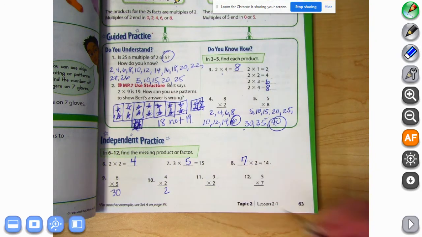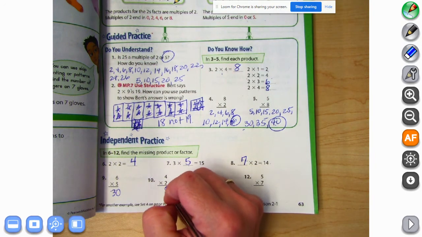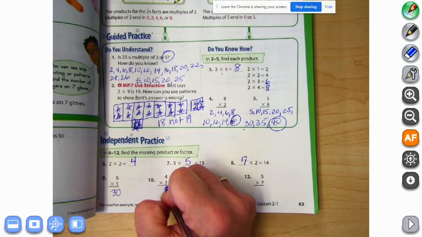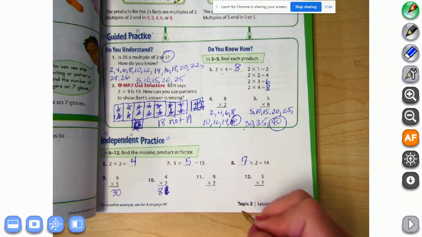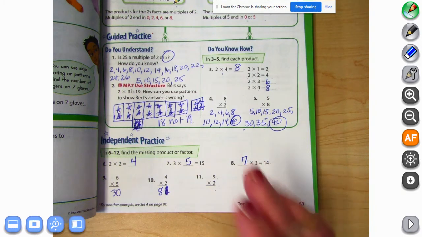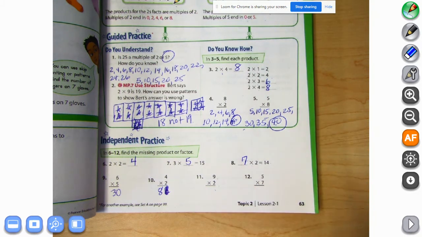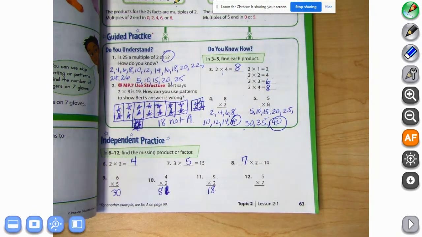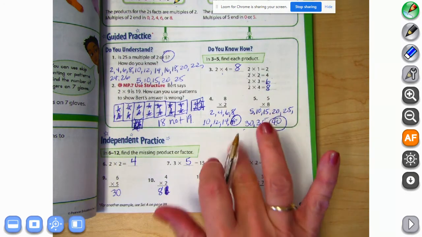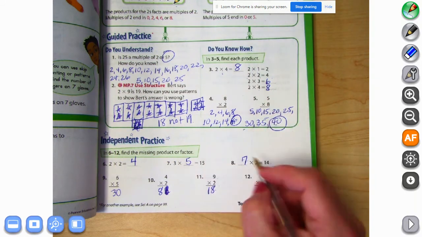9 groups of 2. Oh, wait, what did I do here? 4 groups of 2 is 8. I don't know what I was thinking there. 9 groups of 2. 2, 4, 6, 8, 10, 12, 14, 16, 18. That's 18. Okay. We're skip counting by 5s and 2s because they're the easiest. So skip counting by 5 7 times. 5, 10, 15, 20, 25, 30, 35.